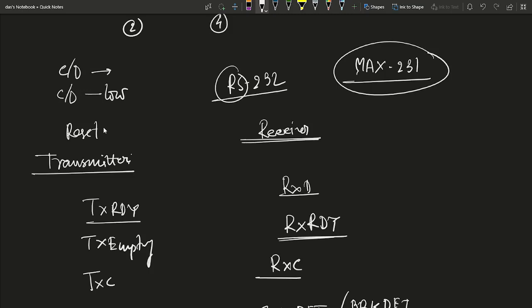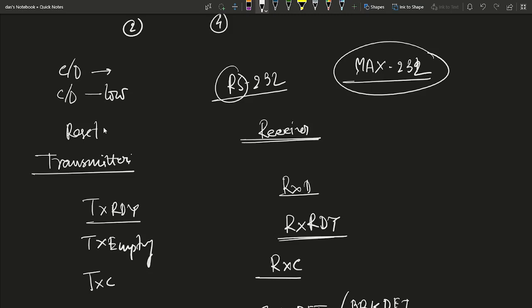There are 9 pins available. Each pin has its own functioning. Okay, so now we discuss the MAX 232. MAX 232 is an IC which converts the RS-232 level to TTL level, or vice versa.